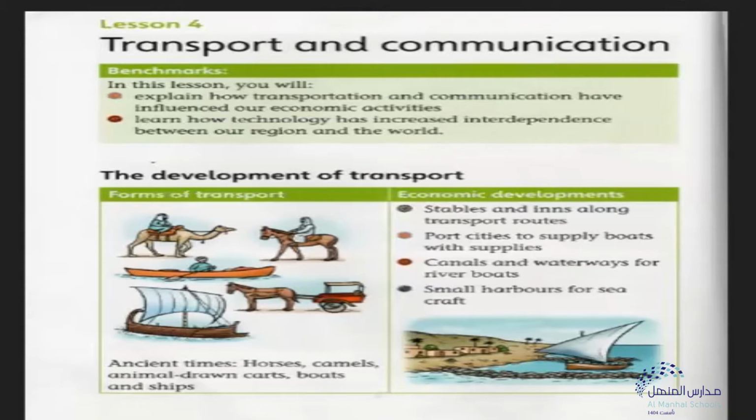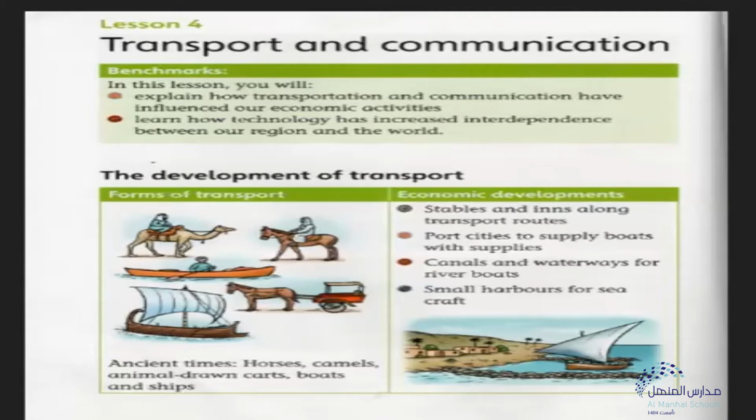So in the ancient times, in the past, people used horses, camels, animal-drawn carts, boats, and ships. Now, in the second picture, you can see what's happening now. There are well-developed ports of cities. There are canals and waterways. There are small harbors. There are inns and transport routes for all the different transport modes. So that's how transport changed from the past to the present.